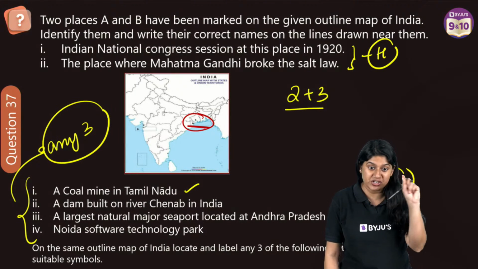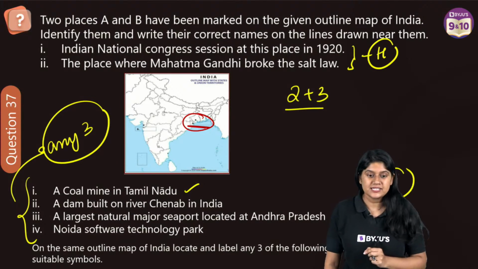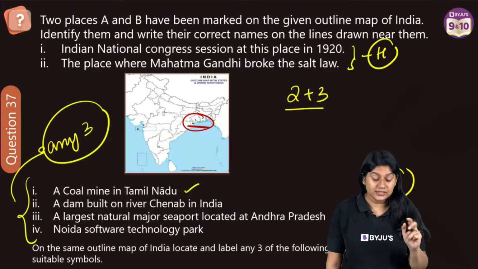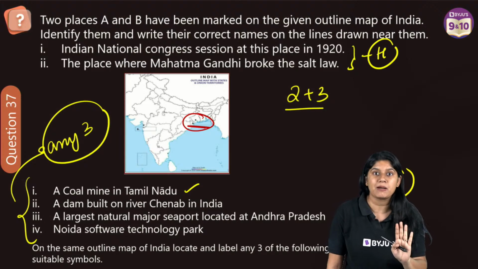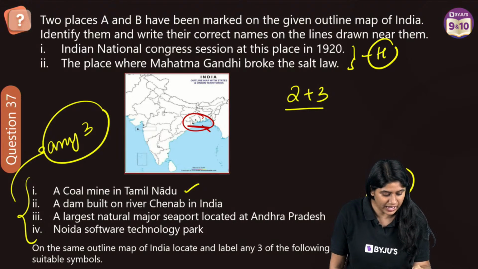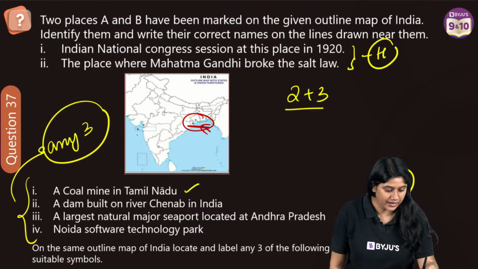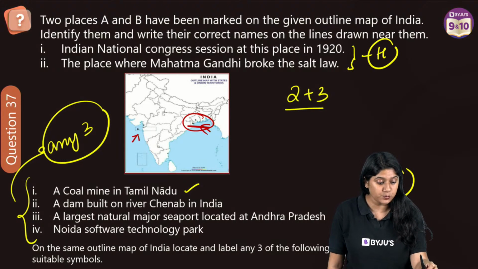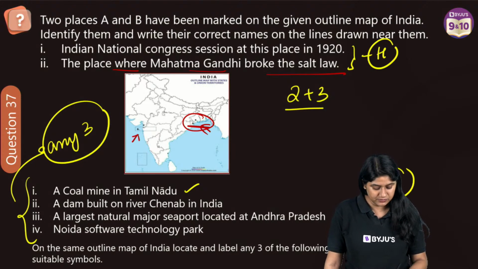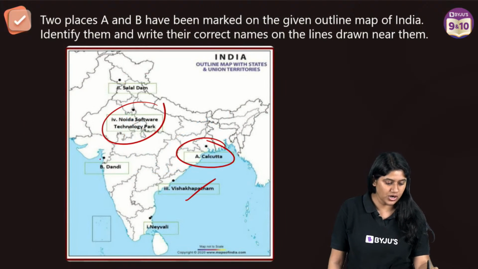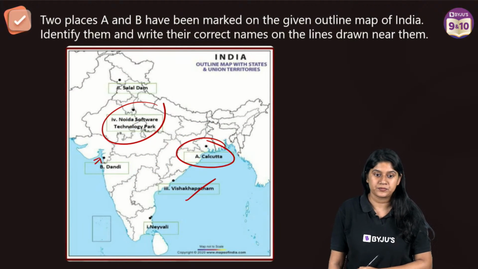They have mentioned A. Yes? See over here, they have located it in the outline map of India. So here we have Calcutta. And of course, the other part was a place where Mahatma Gandhi ji broke the salt law. Easy peasy, that is Dandi. It's there in Gujarat. So over here we have the answer.